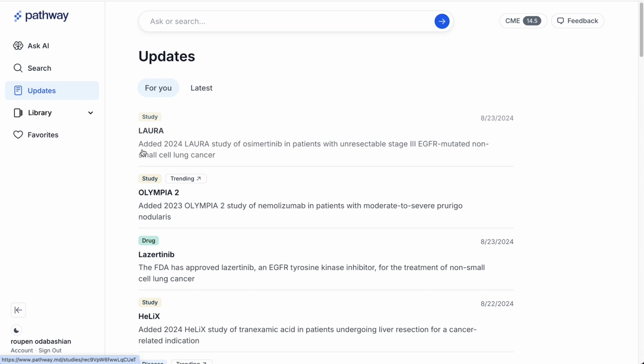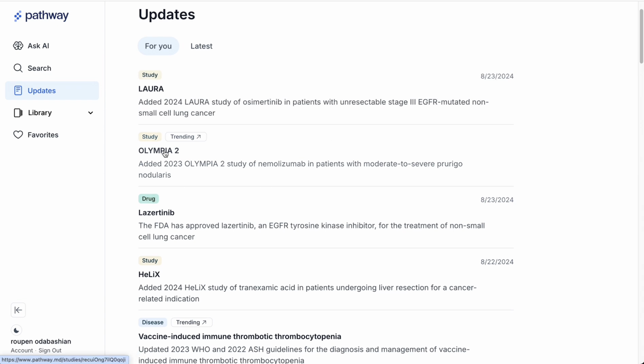So here it says that the LAURA study added osimertinib in patients with unresectable stage 3 EGFR-mutated non-small cell lung cancer. Okay, so this is something interesting because we usually use osimertinib in the clinic. So here it looks like they are bringing osimertinib for patients with stage 3. We usually use it in stage 4. So this is a new study. I'm interested in it, and I didn't know about it actually. PathwayMD helped me.